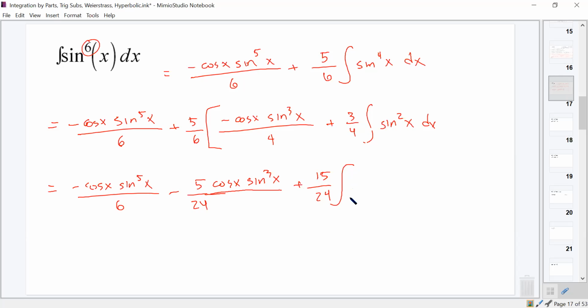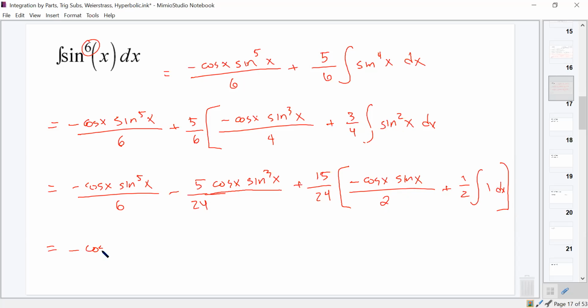So we could just integrate our sine squared x, right? Don't need to bother writing out sine squared x. 15/24 times that integral, which is what? Should be negative cosine x times sine to the 1st of x over 2 plus, and then if this is n is 2, that would become 1/2 the integral of sine to the 0, or just 1 dx.